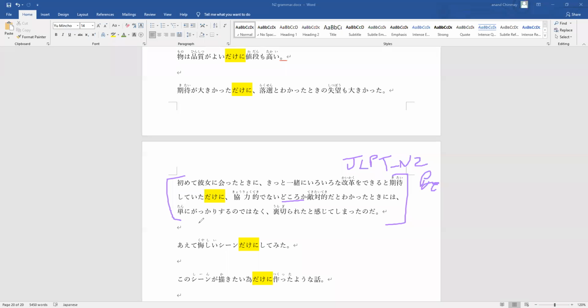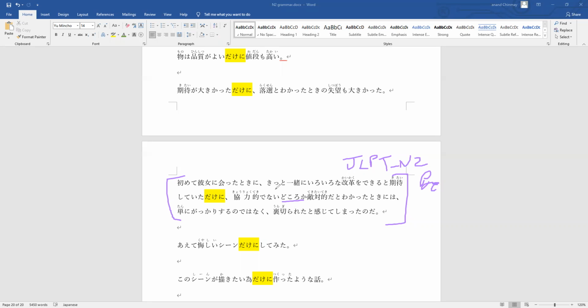So what should be the translation? Anybody who knows the translation? When I first met the girl, I felt that together it is possible to do a lot of changes, because I was hoping that. When I understood that, forget about having any cooperation, she was hostile towards me, I was not only disappointed, but I felt like I had been betrayed.